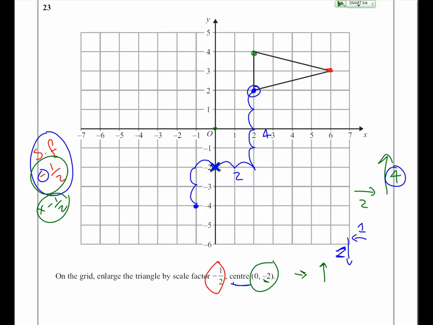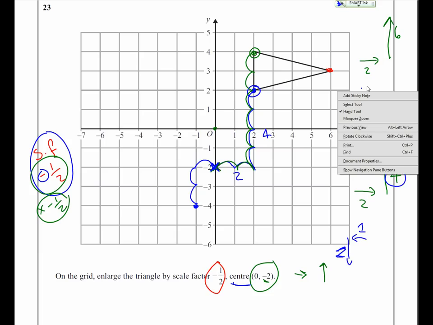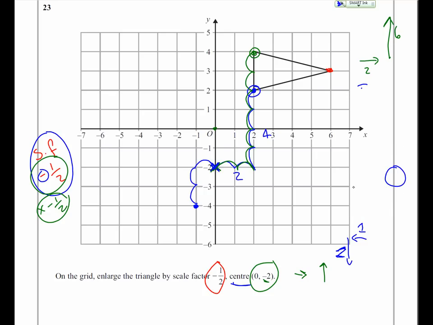Okay, let's do the green one. So the green one we did go 1, 2, 1, 2, 3, 4, 5, 6. So it was 2 across, 6 up. Half it and do the negative. It's going to be 1 across, and half of 6 is 3, and it was going up. Negative is going to make it go down. Let's do that one in green. 1 across, and 1, 2, 3 down.